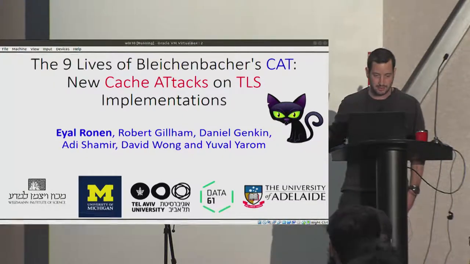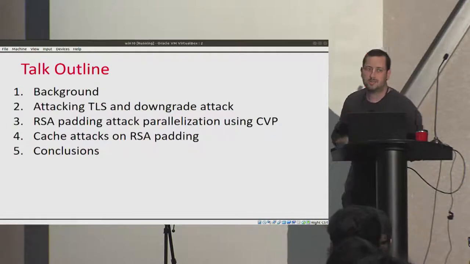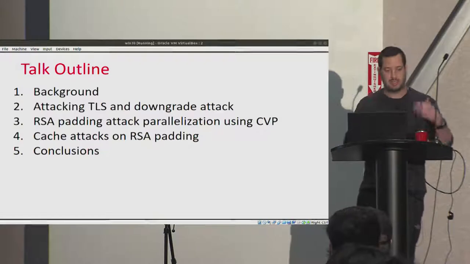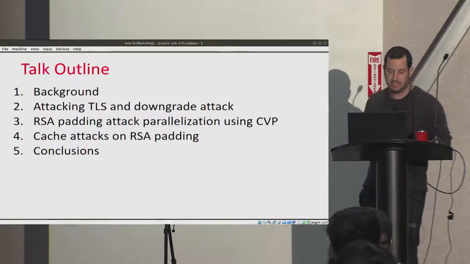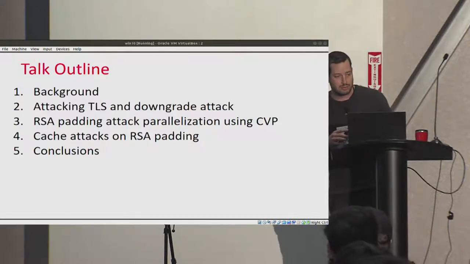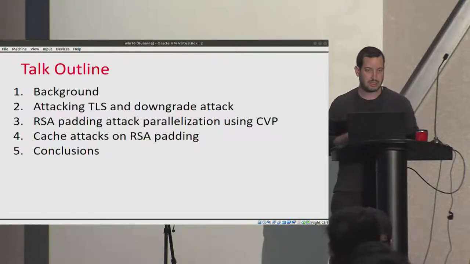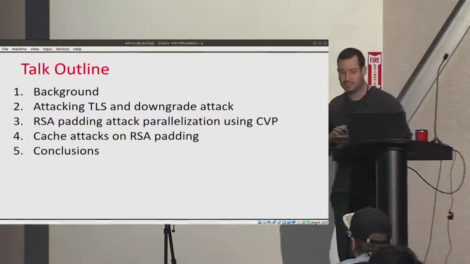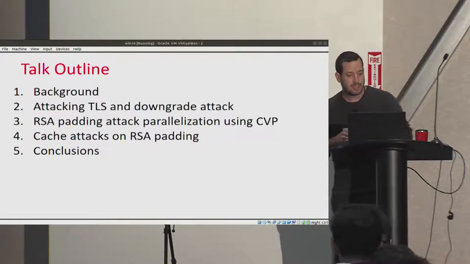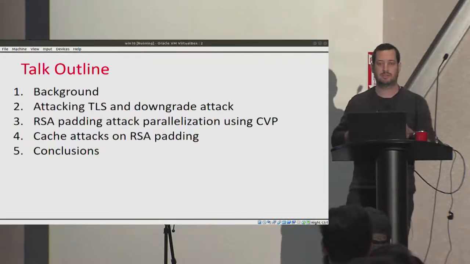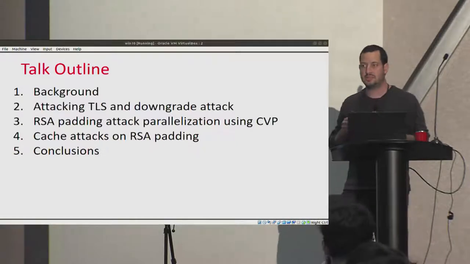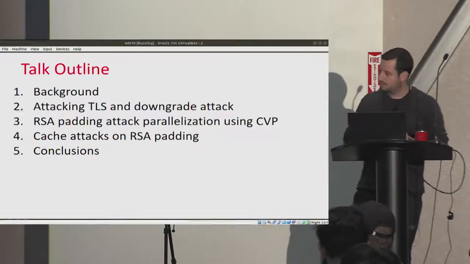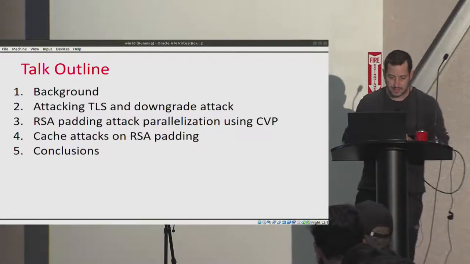padding oracle. What we're going to talk about is a little bit of background, how we can attack TLS and do a downgrade attack. A new method that we have to parallelize the original Bleichenbacher attack. And then talk a little bit about what the vulnerabilities for the cache attacks were, and hopefully some conclusion in the end.